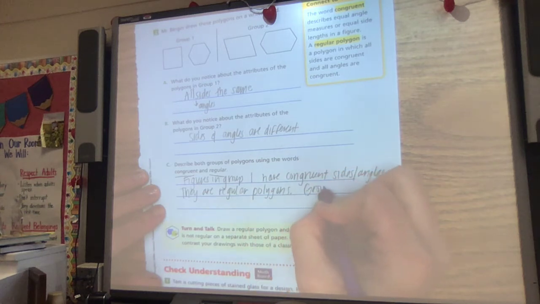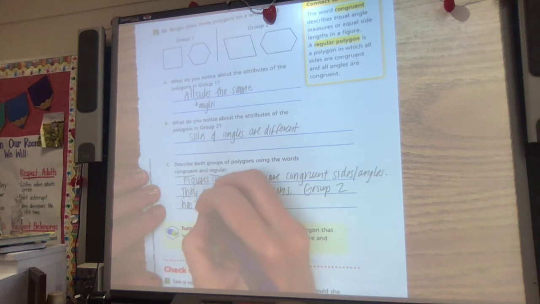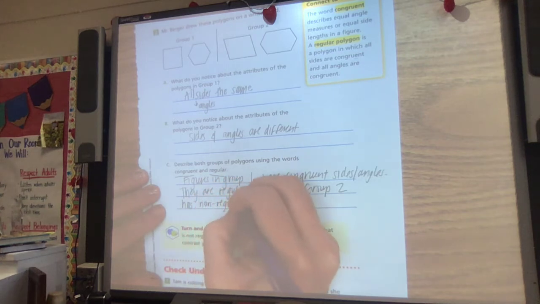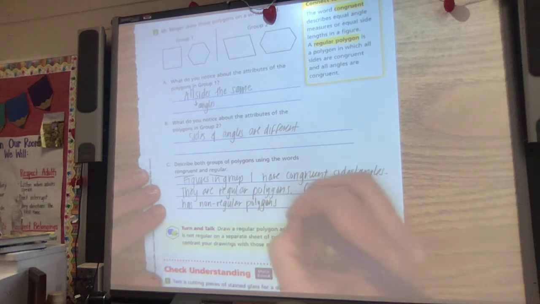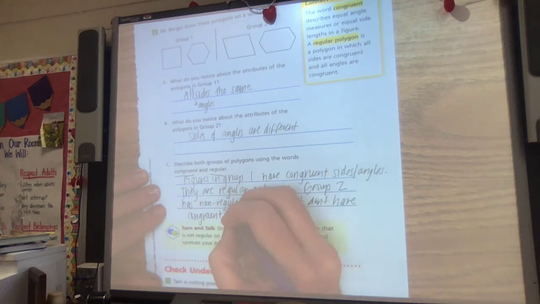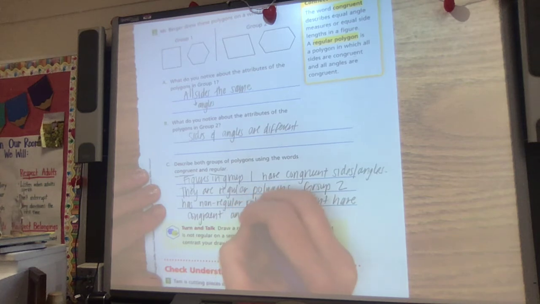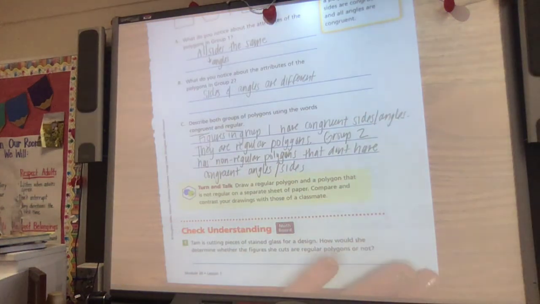Group 2 has non-regular polygons that don't have congruent or equal angles and sides. Alright, so I want you guys to continue working, complete your homework for this, and do your best.